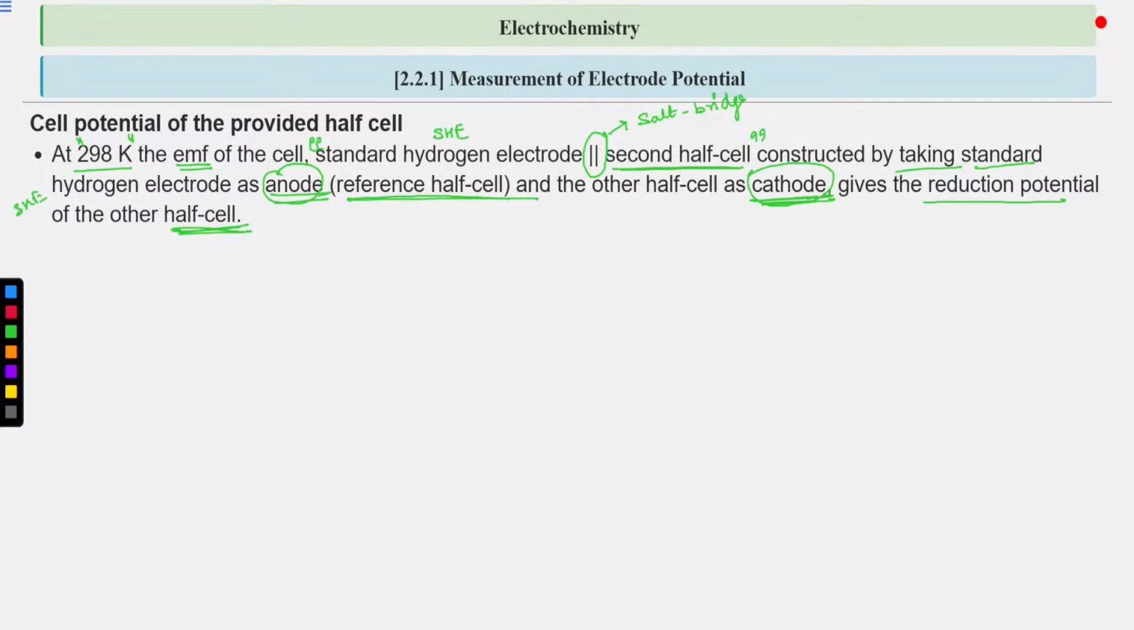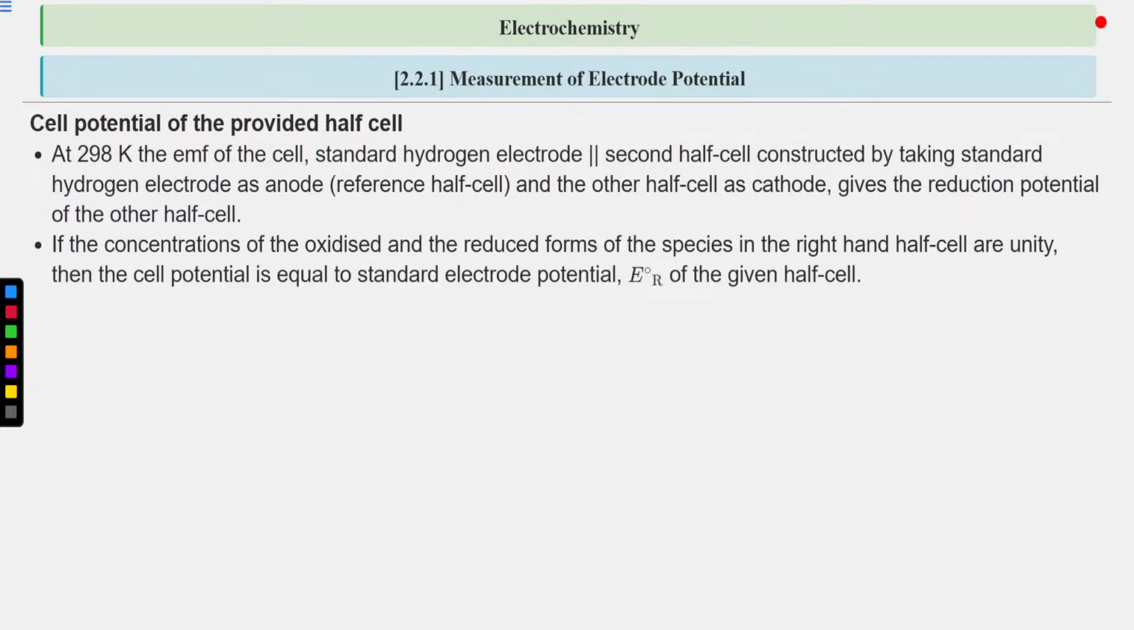Okay, because this standard hydrogen electrode potential will be going to 0, right? So whatever will be the cell EMF, that will be the EMF of this second half cell. Now let's see how. If the concentration of oxidized and the reduced forms of the species in the right hand half cell are unity, then the cell potential is equal to standard electrode potential.